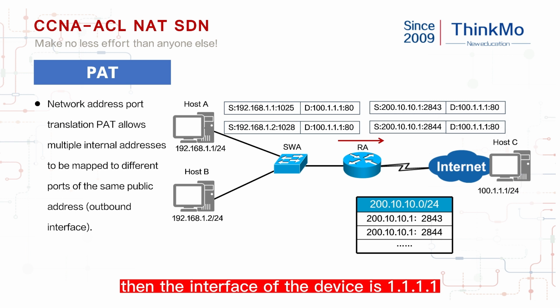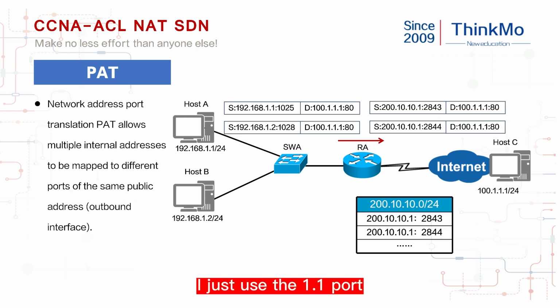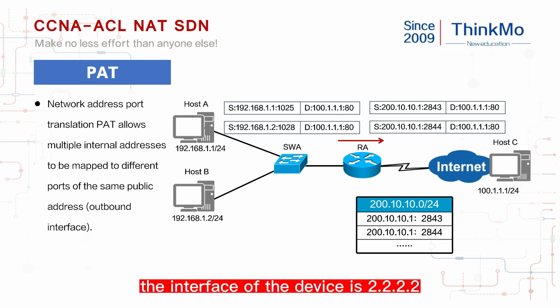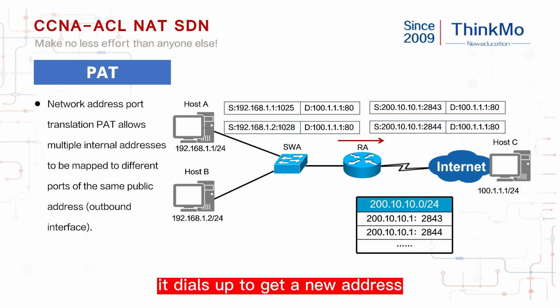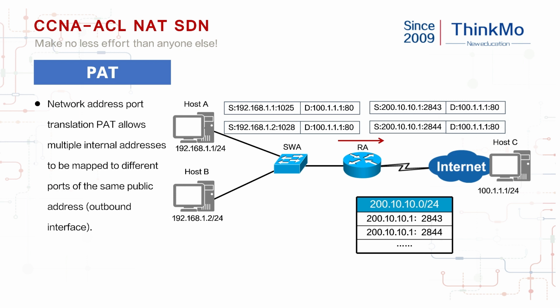Then if the interface of the device is 1.1.1.1, I just use the 1.1.1.1 interface. If the interface of the device is 2.2.2.2, it dials up to get a new address, and I just use its interface.